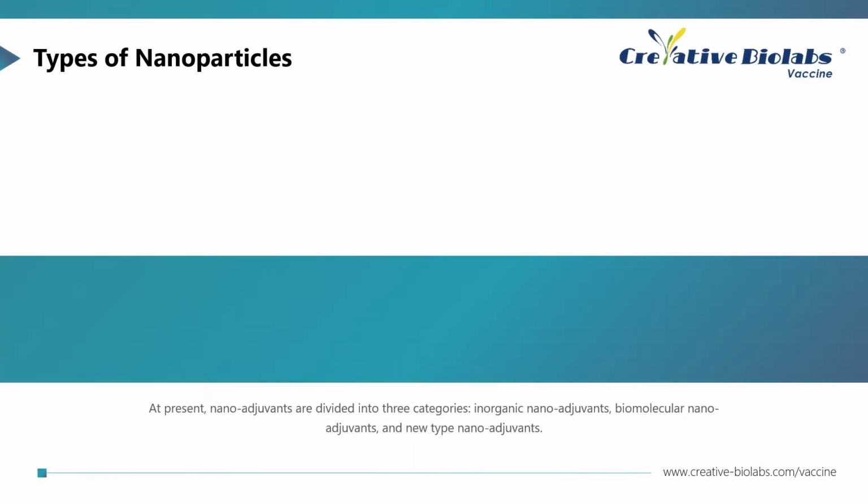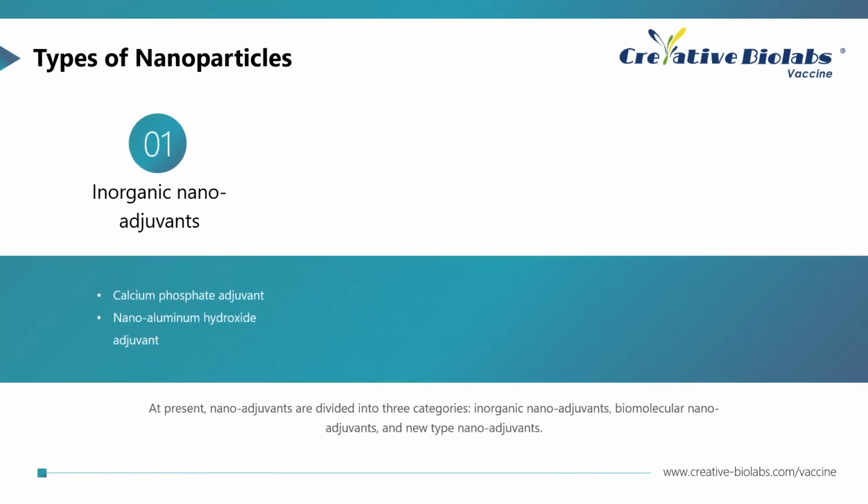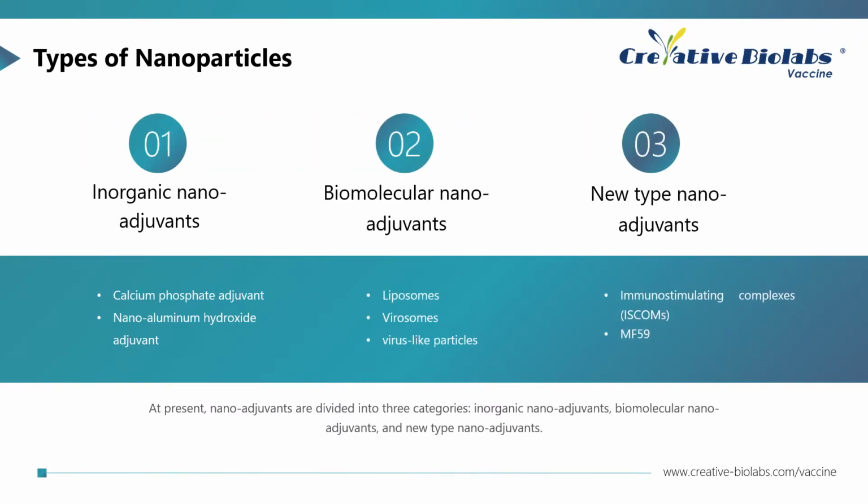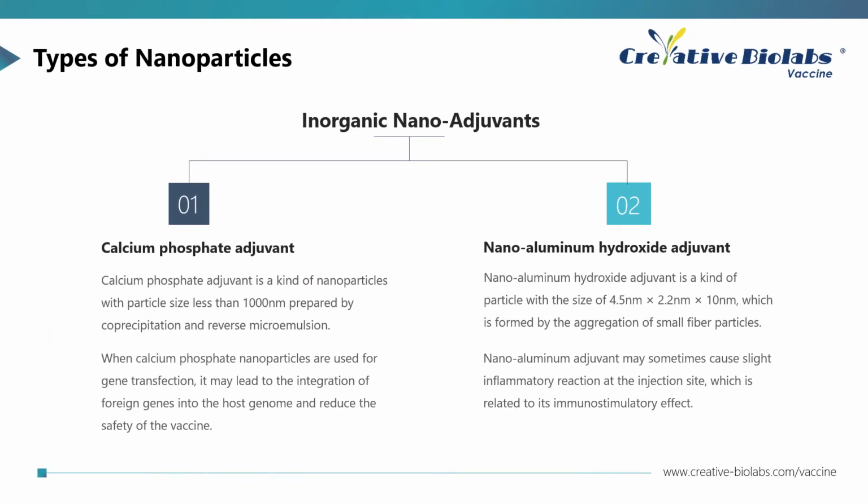At present, nanoadjuvants are divided into three categories: inorganic nanoadjuvants, biomolecular nanoadjuvants, and new type nanoadjuvants. Calcium phosphate adjuvant is a kind of nanoparticles with particle size less than 1000 nanometers, prepared by coprecipitation and reverse microemulsion. It has good biocompatibility and safety, and can be used as an effective delivery vehicle to transport foreign genes into cells for antigen recognition. However, when calcium phosphate nanoparticles are used for gene transfection, it may lead to the integration of foreign genes into the host genome, and reduce the safety of the vaccine.